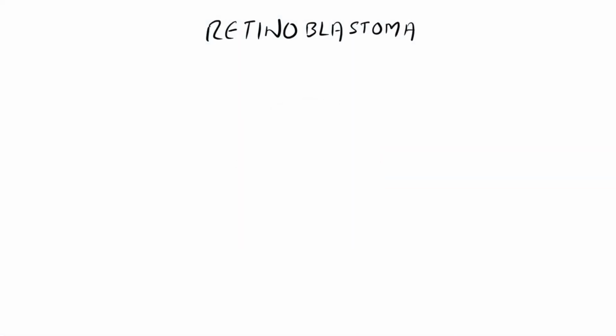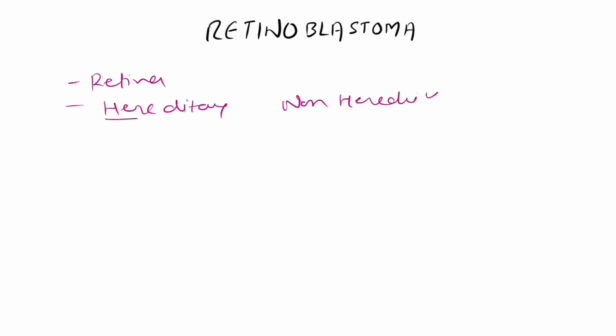Hey guys, today's lecture is on retinoblastoma. Retinoblastoma is an eye cancer which begins in the retina. It could be hereditary or non-hereditary. There are two types. If it's hereditary, let's talk about the genes and the mutations. What is happening if it's hereditary?